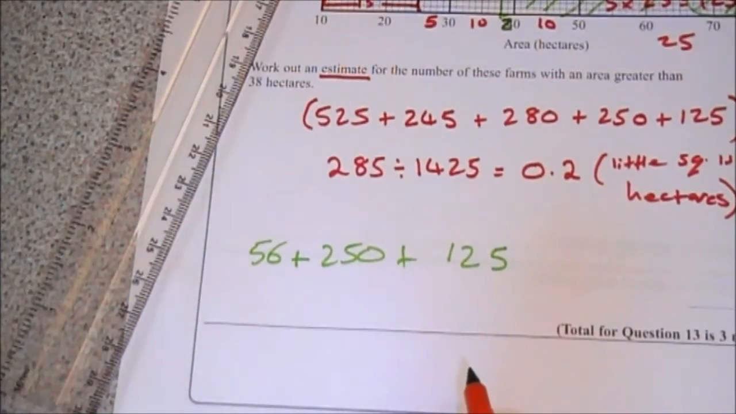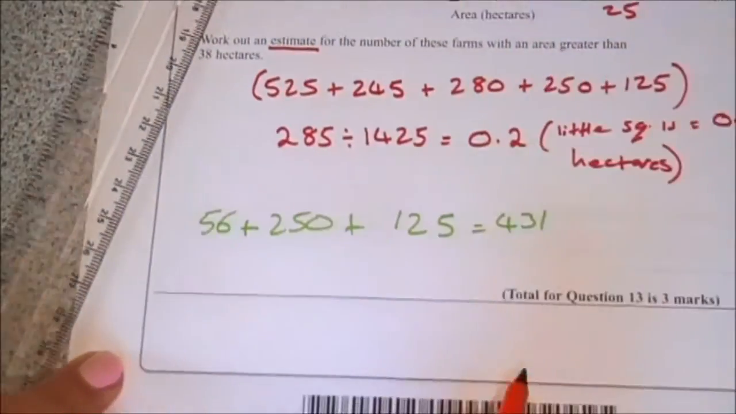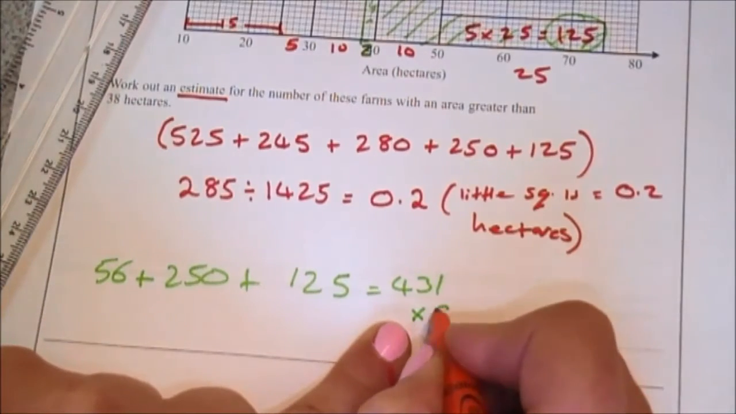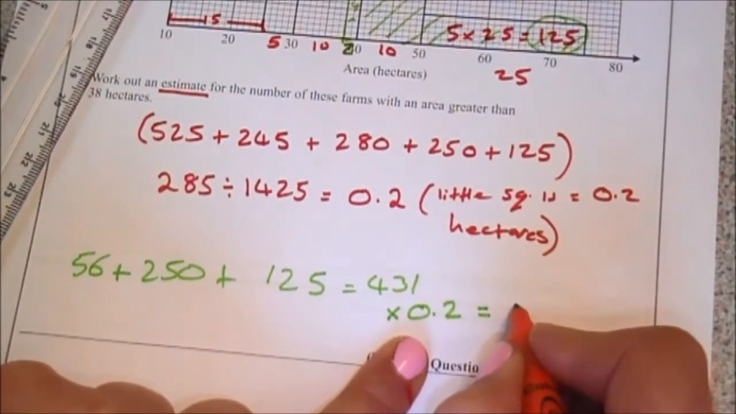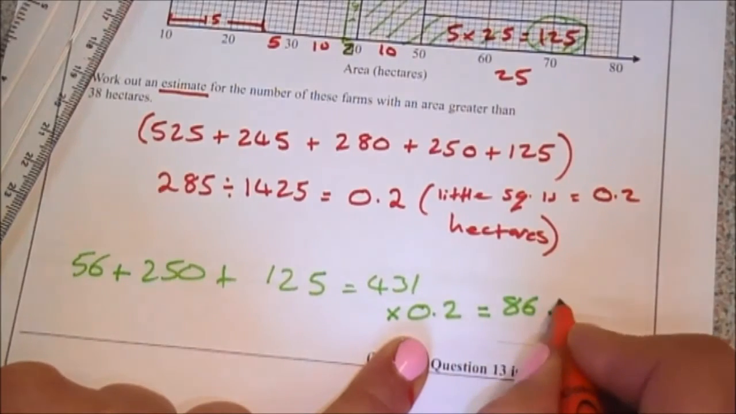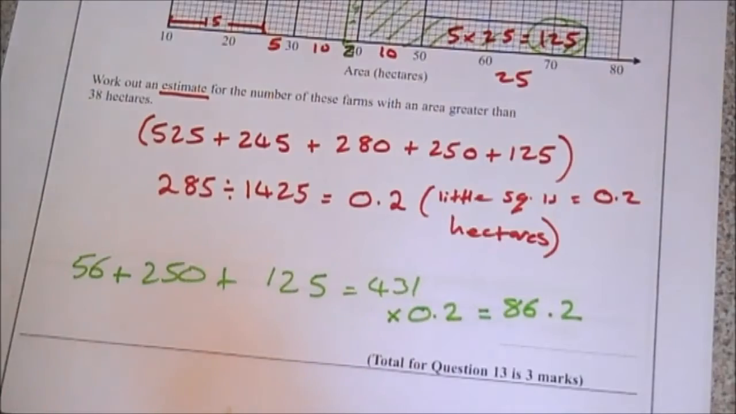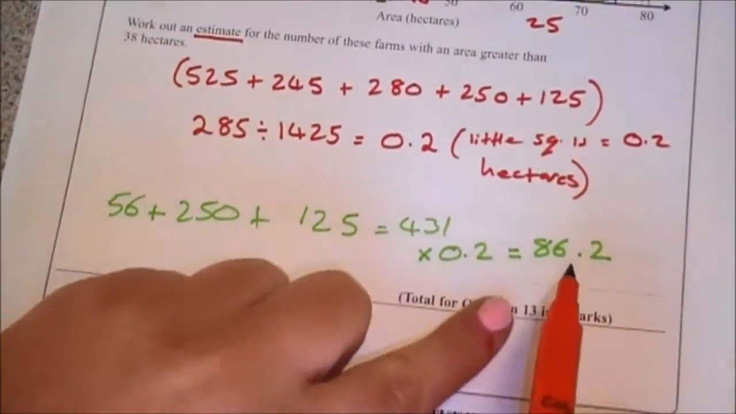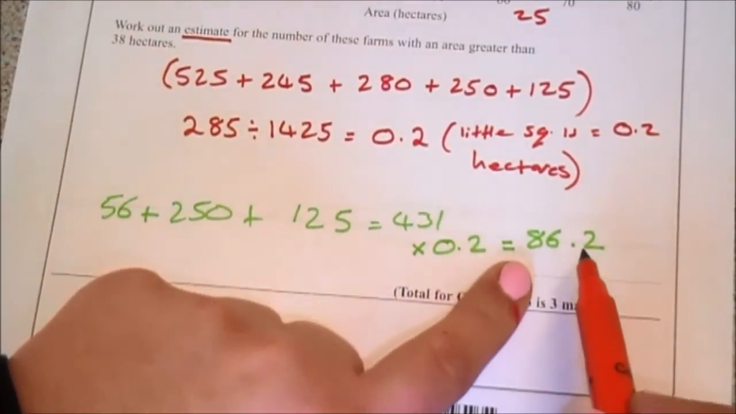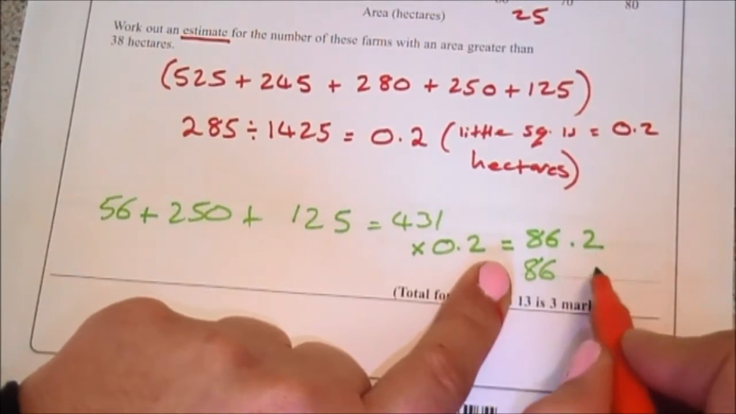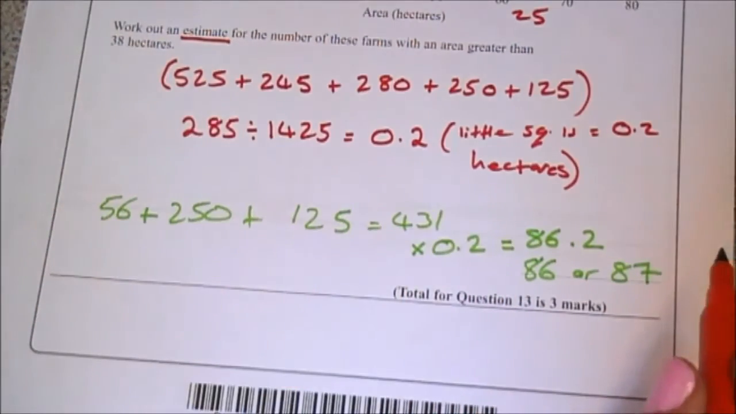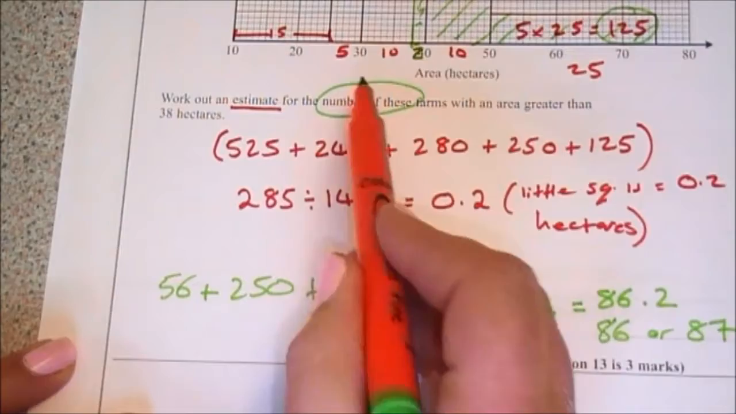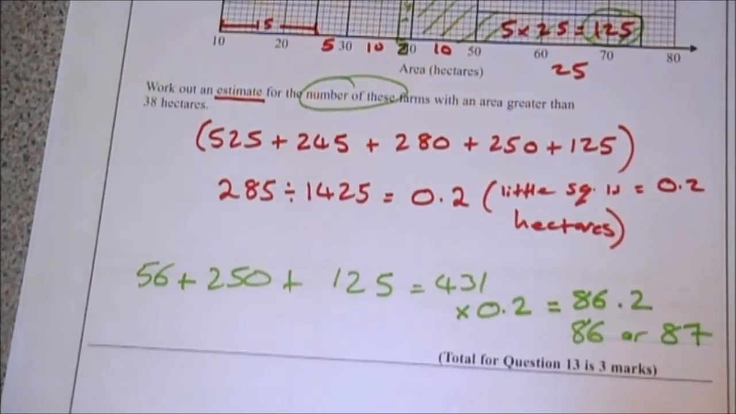And when I add those together, I get 431. So in order then to find out what that is in hectares, I do 431 times by my 0.2, and that gives me 86.2. So the fact that they wanted an estimate for the number of farms with a greater area than 38 hectares, you can't get 86.2 of a farm, so it would be 86 or 87 farms, whichever. They will accept 86.2, but just remember we are talking about a number of farms, so a whole number is really required.